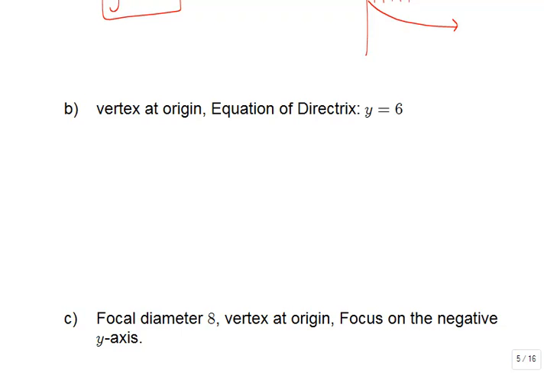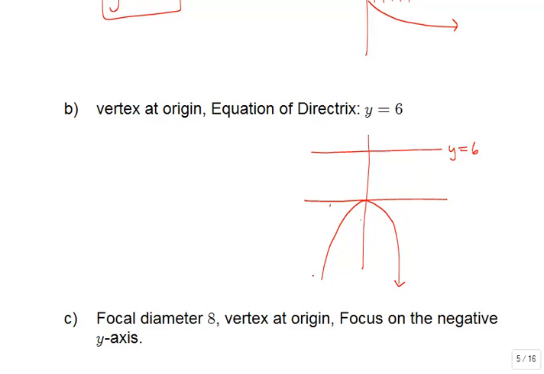In part B, we want our vertex to be at the origin, and we want the equation of our directrix to be y equals 6. So let's visualize this. If our directrix is at y equals positive 6 up here, remember the directrix is outside of your parabola. So if our vertex is at the origin, this has to be a parabola that's pointing down with the focus on the inside down here.